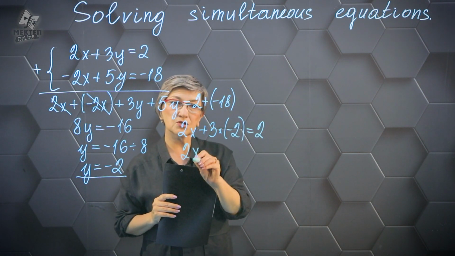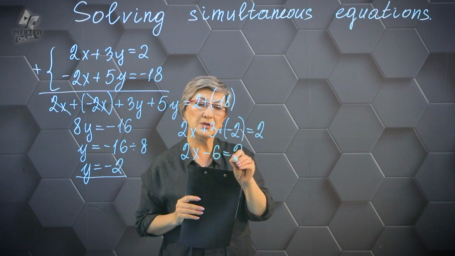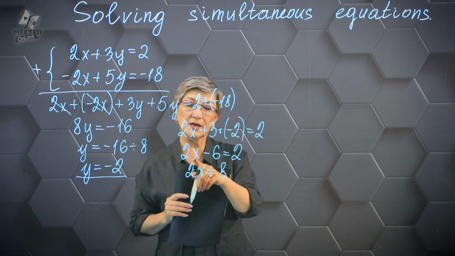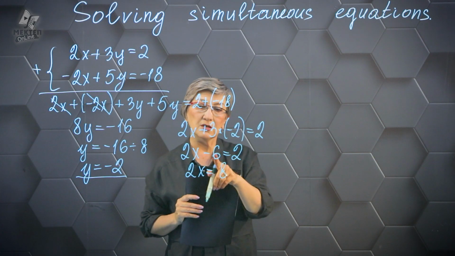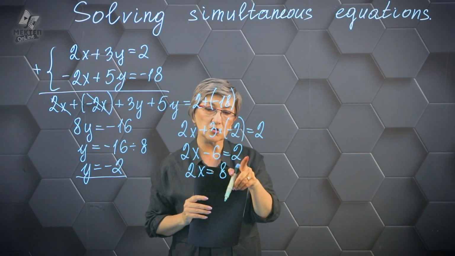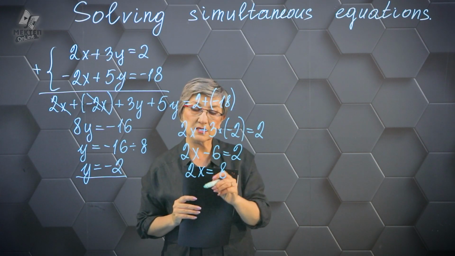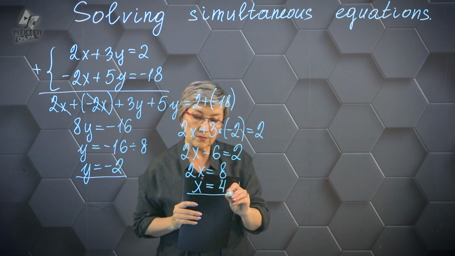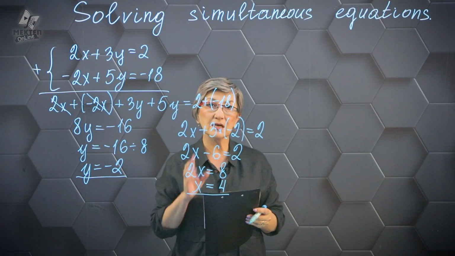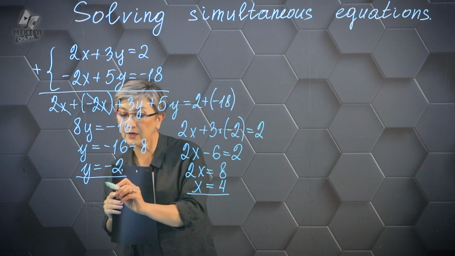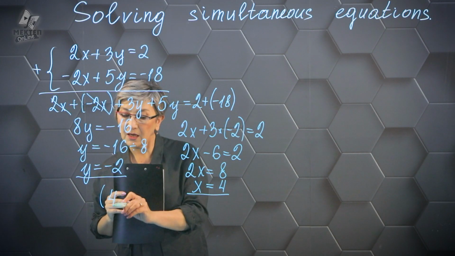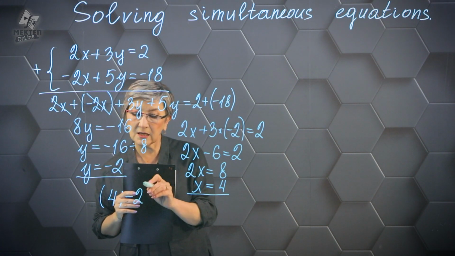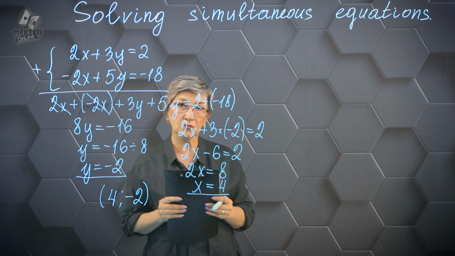So we have an equation with one variable. And we can solve that equation. 2x minus 6 equals 2. I move minus 6 to the right side, it becomes 8. 2x equals 8. And from that equation, x equals 4. I end up with a pair of numbers that is the solution to our system. This is the value for x equal to 4, and the value for y equal to minus 2.